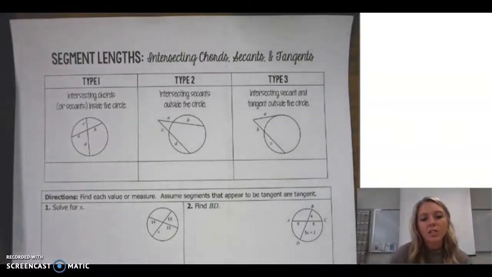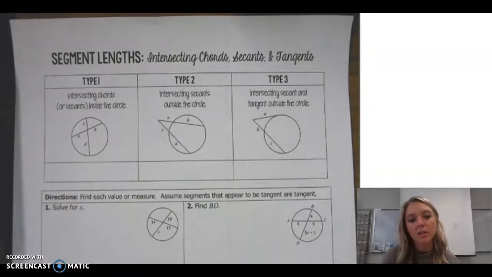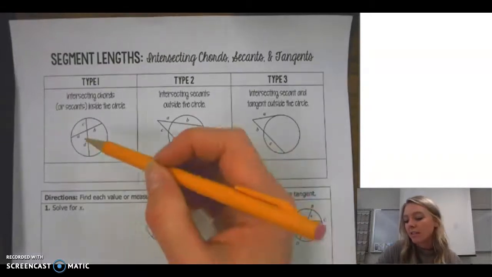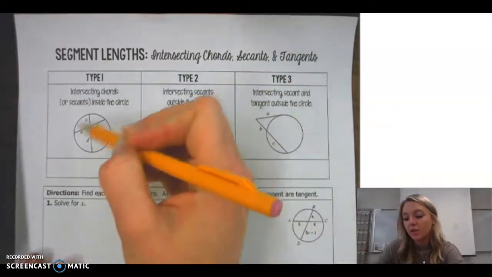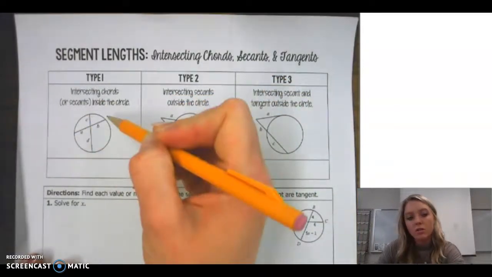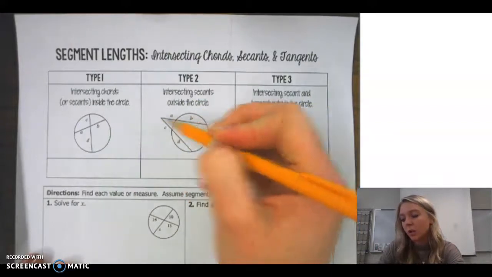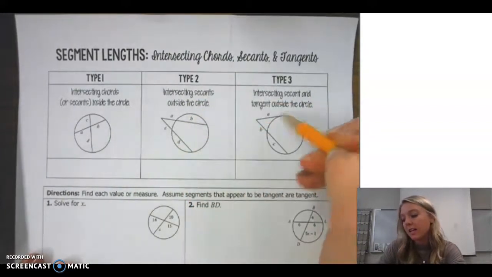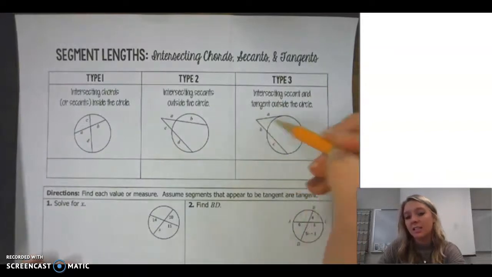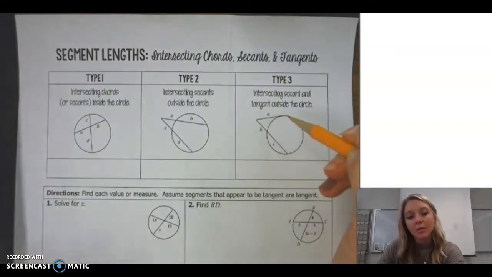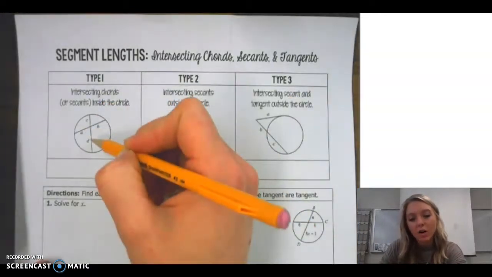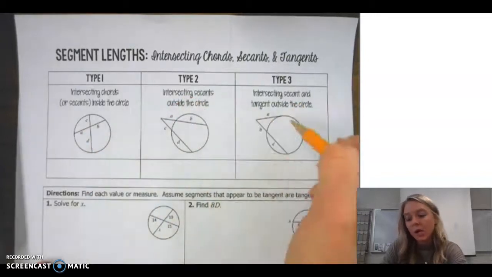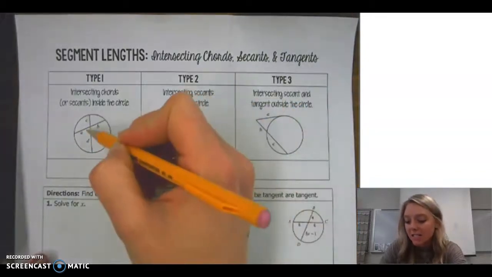Alright, today we're going to talk about segment lengths within circles. A lot of our diagrams are going to look the same as what you've been looking at, where you have a circle and two chords, or a circle with two secants, and a circle with a secant and a tangent. So a lot of those same vocabulary words are showing up in today's lesson. But instead of trying to find missing angles that are created within these diagrams, we're going to be trying to find missing lengths.